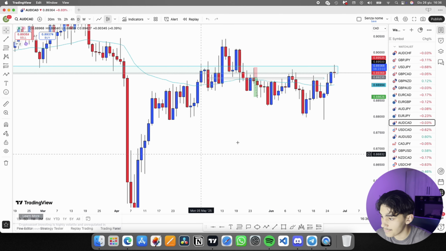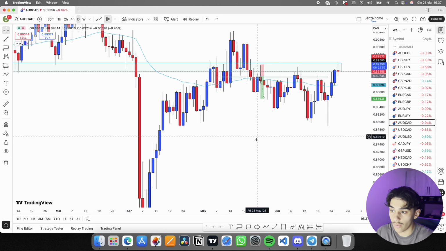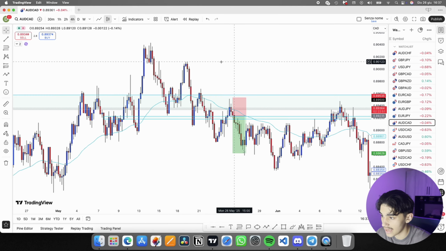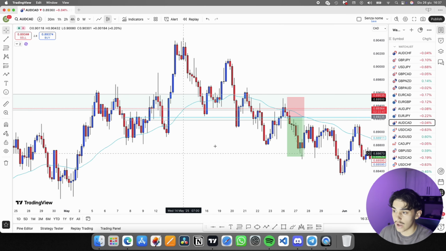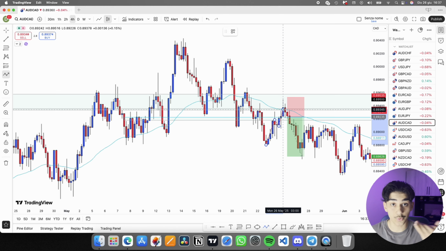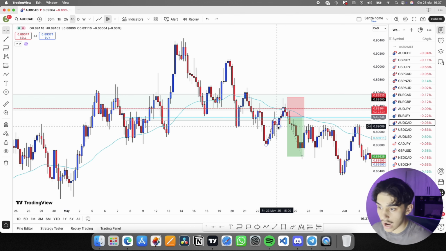Now let me go out from the replay mode, and now let's see how this trade went. As you see guys, the 4 hour time frame was bullish when we came back to this area of interest right here. We came back to this area of interest to make the retest, which I said before. We had the retest on the daily, it came back to this area of interest on the 4 hour, and then what did I do?